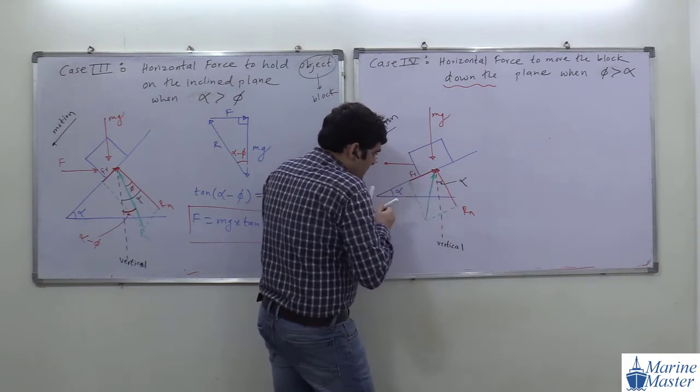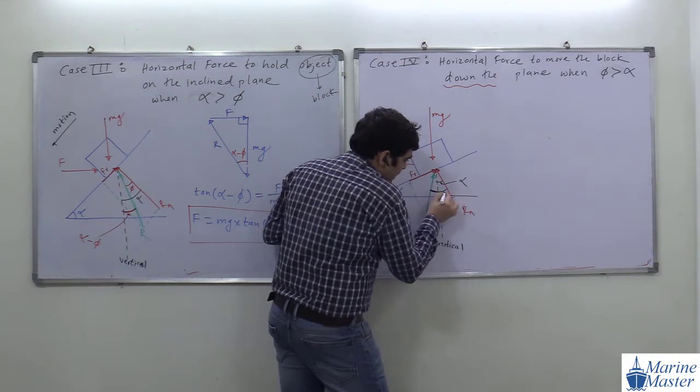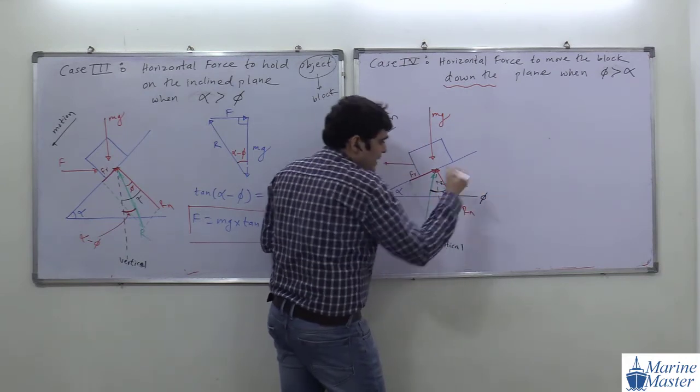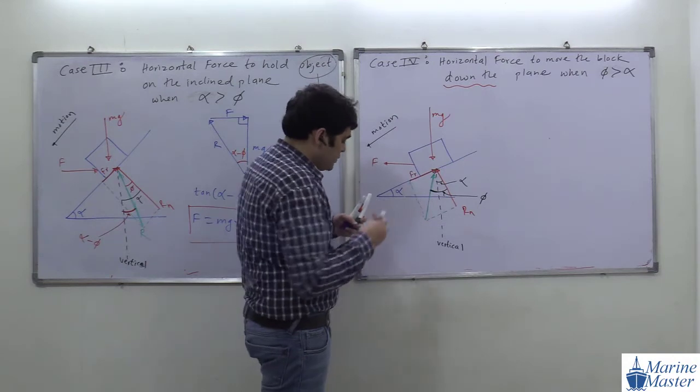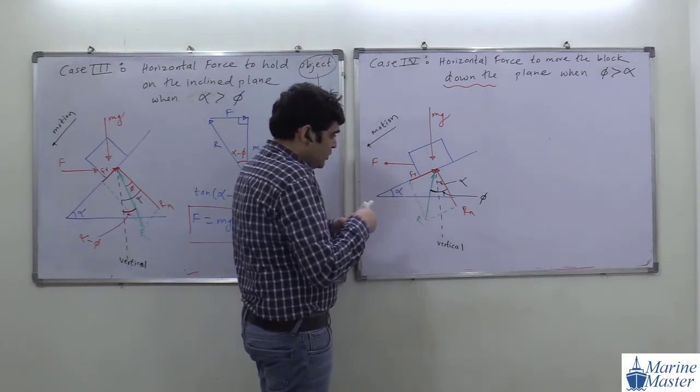So what will this angle be? See the point. This angle will be phi. Okay. Guys, are you getting my point? So this will be our R. Okay. Now try to see the scenario here.